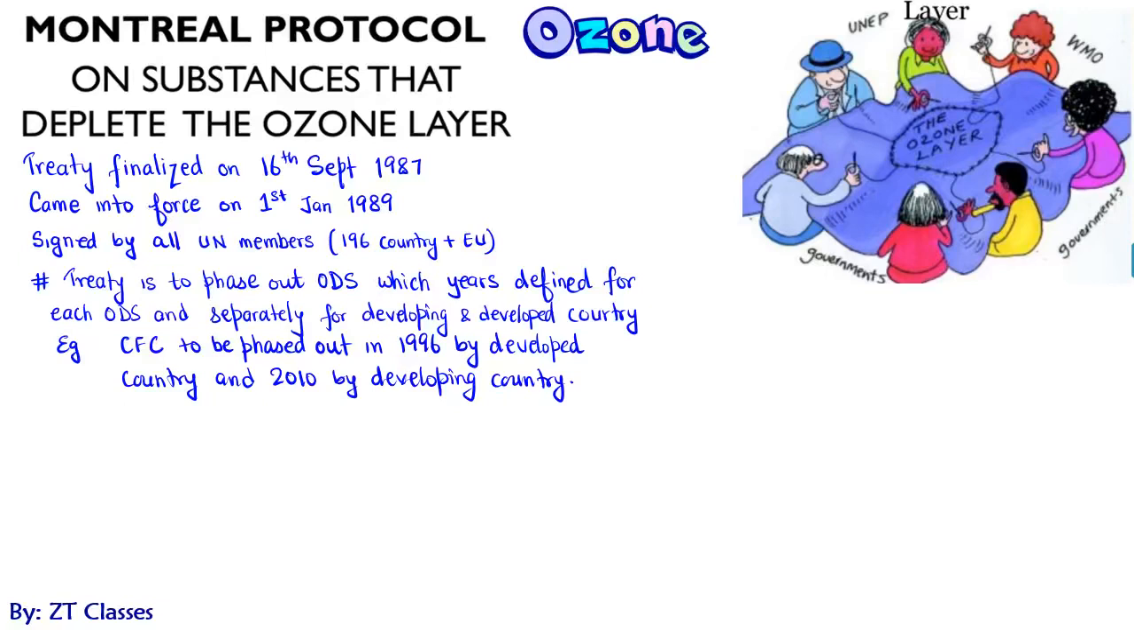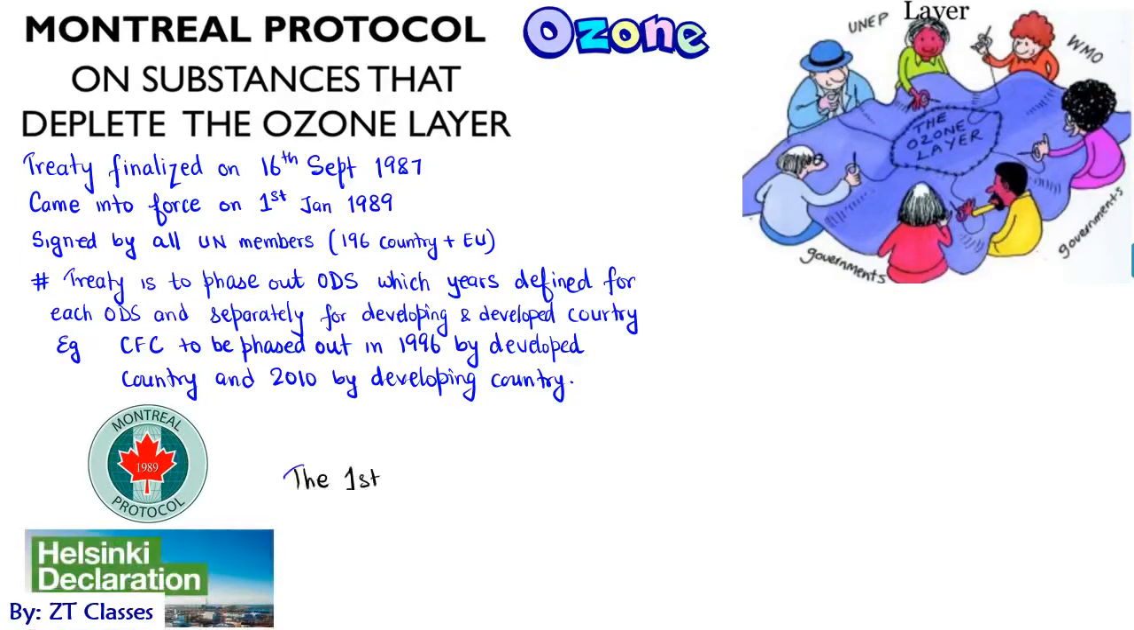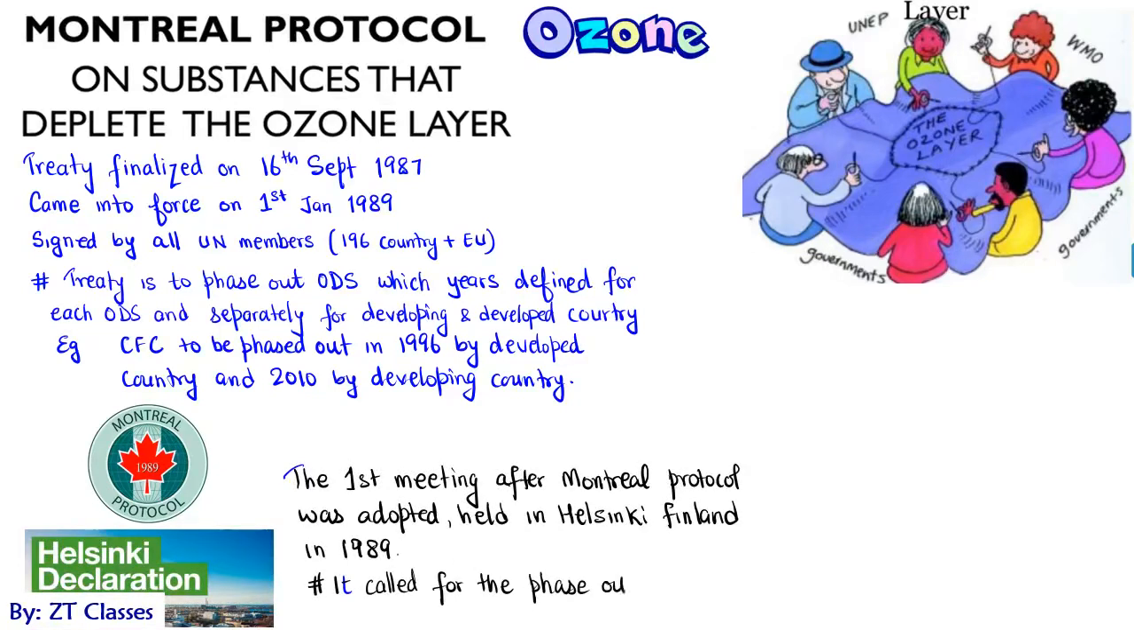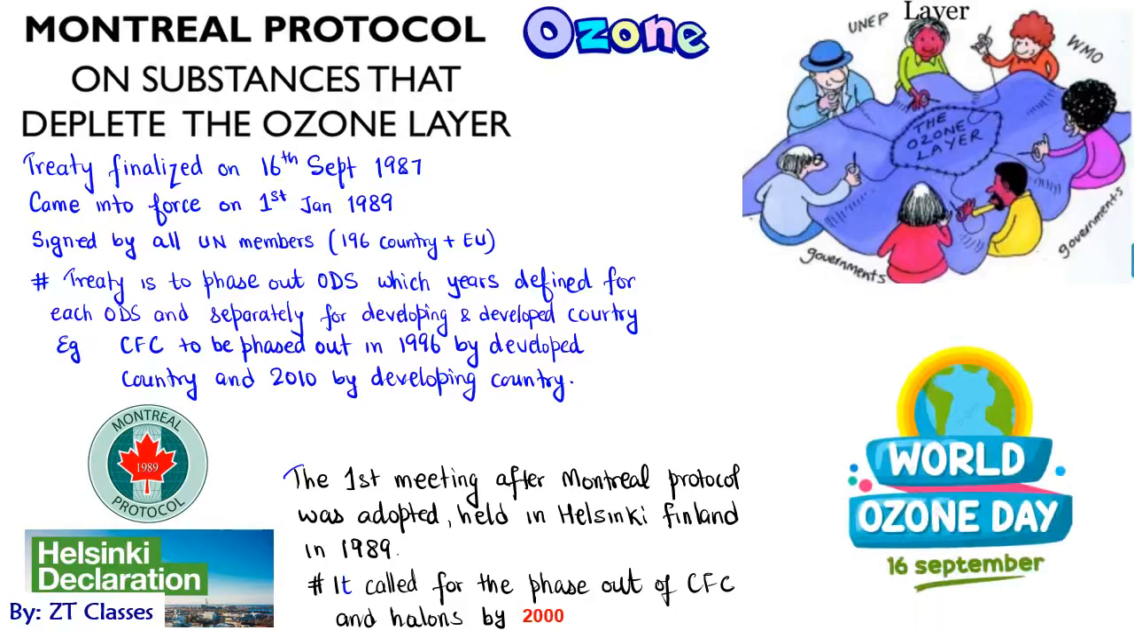After the Montreal Protocol was adopted, the first meeting was held in Helsinki, Finland. And in the first meeting itself, all the countries agreed to phase out CFC and halons by 2000 instead of 2010. The Montreal Protocol is the most successful universally accepted protocol via the UN. And to celebrate the success of the Montreal Protocol, 16th September, the day on which it was adopted, is celebrated as World Ozone Day.